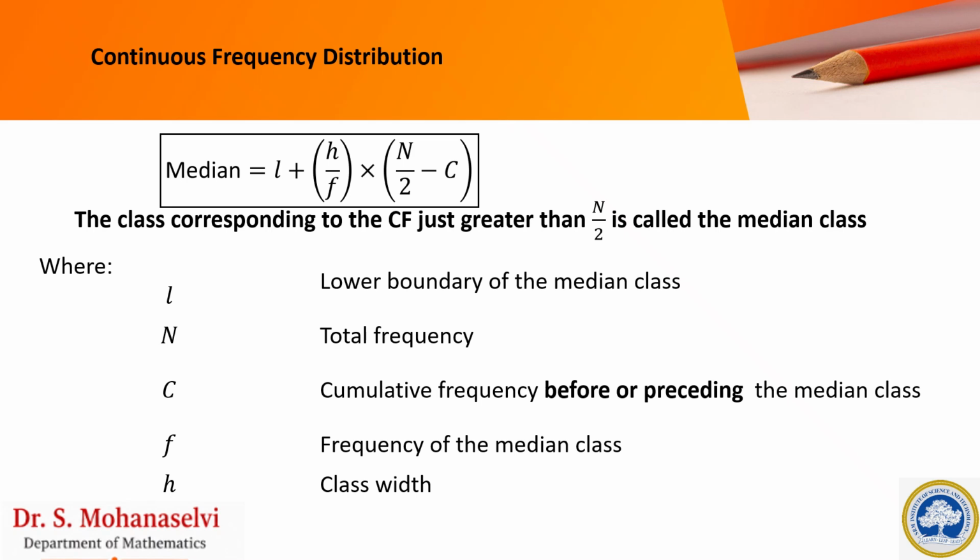The quantity N by 2 minus c tells us how many observations we still need to reach the middle observation after the previous classes. We divide this by the frequency of the median class to find the required proportion of the median class. Finally, we multiply by h, the class width, to convert this proportion into a distance within the class, and then we add it to the lower boundary of the median class.